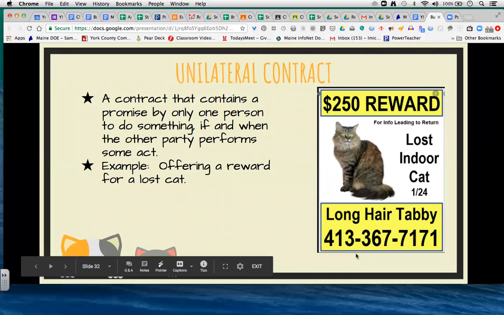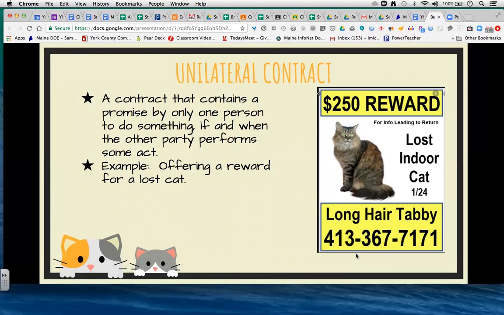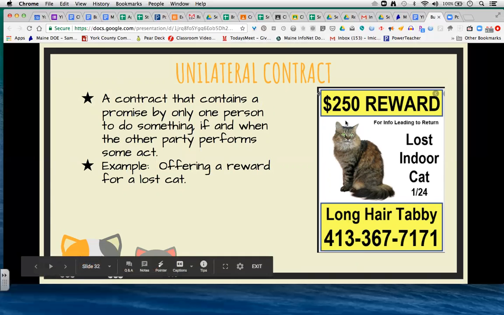Here's an example of a unilateral contract. Remember, a unilateral contract is a contract that contains a promise by only one party to do something, if and when the other party performs some act, such as offering a reward for a lost cat. If you return the cat, you should get the $250.